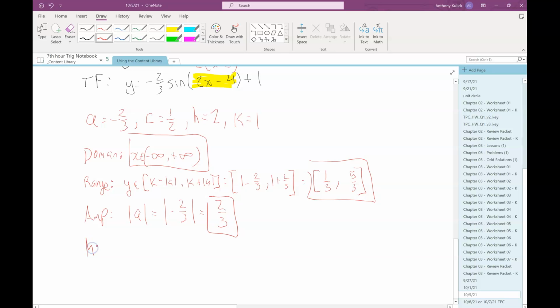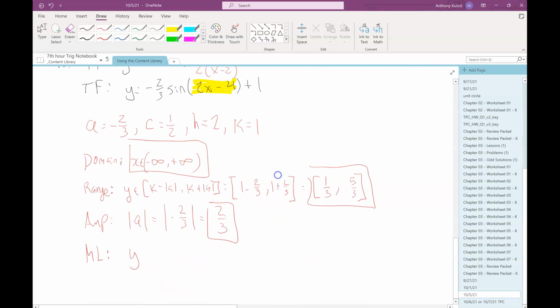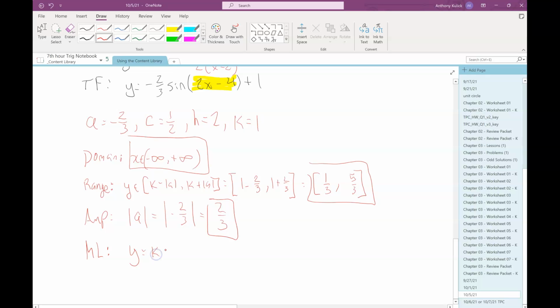Okay. What's the midline? Scroll up. Sure. Okay, so 1. Very good. It says y equals k, so we'd write y equals 1. Got to make sure you put the y equals there. The midline is a line, so it needs to be written as the equation for a line. Just writing the number 1, I will not give you full credit for that. It needs to be written as an equation. Are we clear on that?